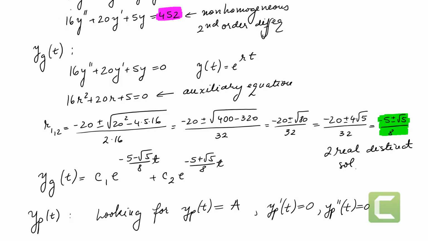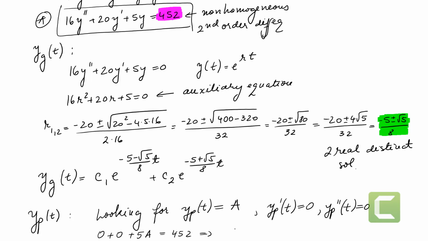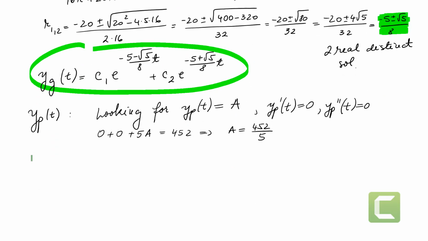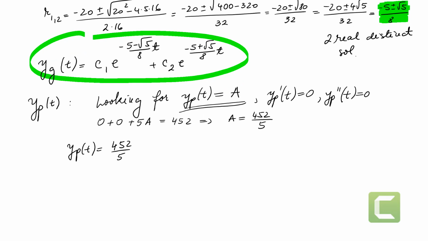as well. So replacing all this into my non-homogeneous equation, equation star, we obtain 0 plus 0 plus 5 times a equals 452. So a equals 452 over 5. So we have that our general solution is this form, and our particular solution, which was of the form a, is going to be 452 over 5.